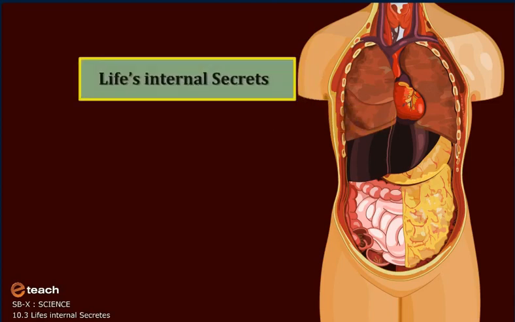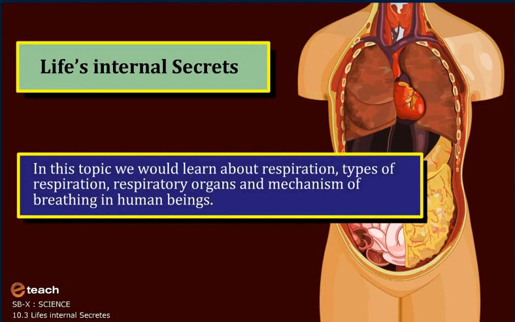Life's internal secret. In this topic, we would learn about respiration, types of respiration, respiratory organs, and mechanism of breathing in human beings.